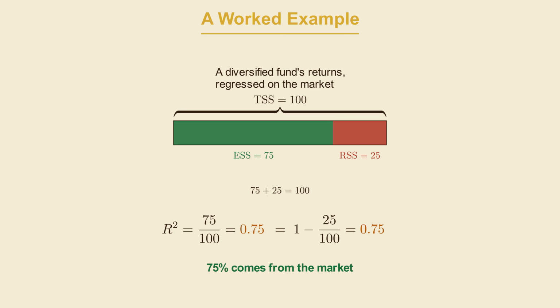And that has a nice clean reading for finance. 75% of the fund's ups and downs come from the market moving. The other 25% is the fund doing something on its own, separate from the market. That leftover 25% is the idiosyncratic part of the fund's returns.